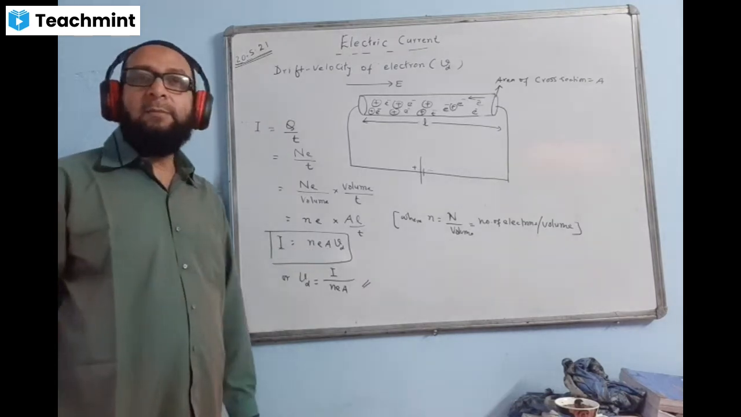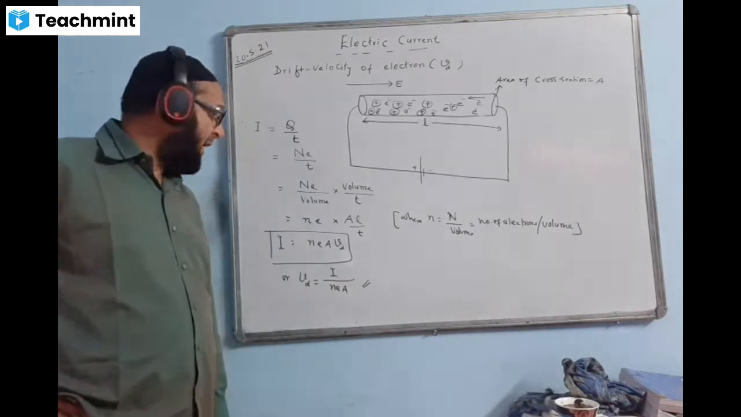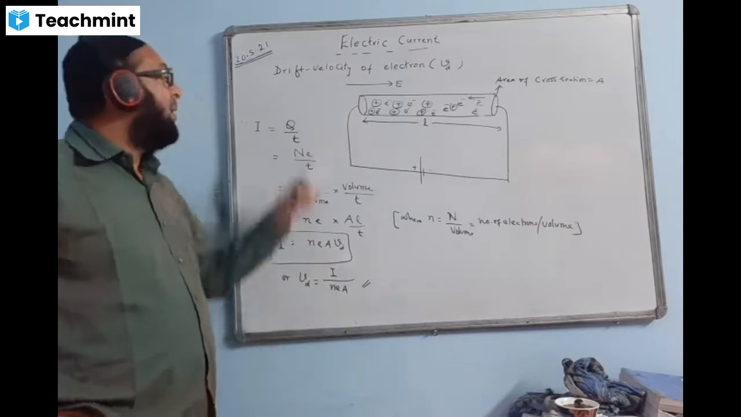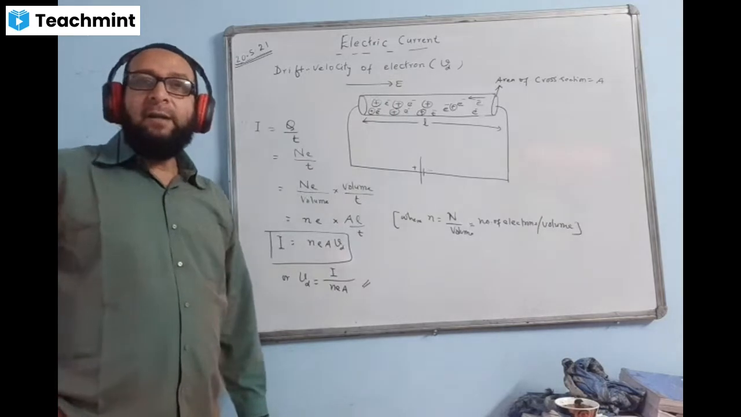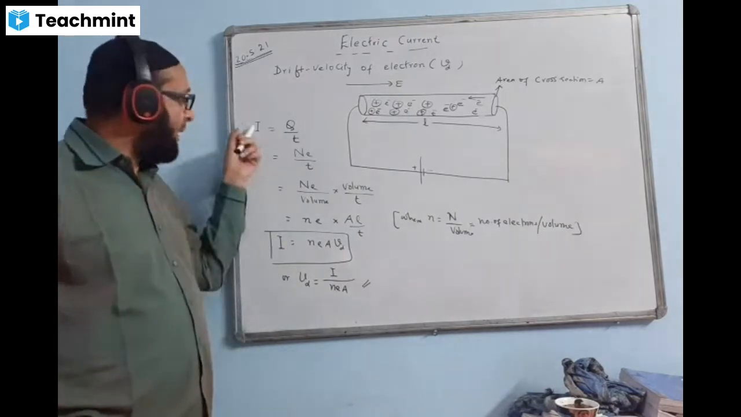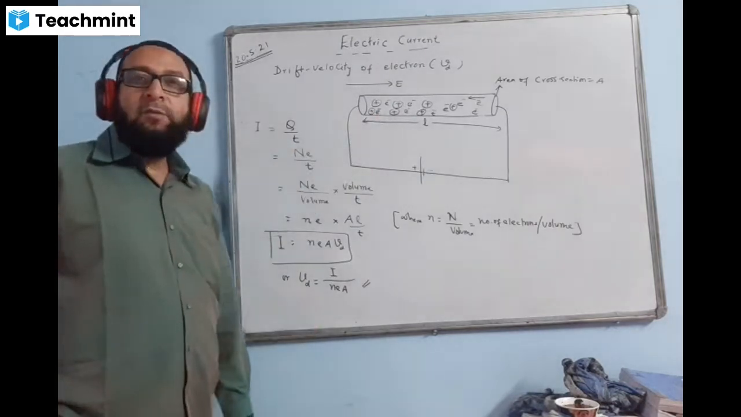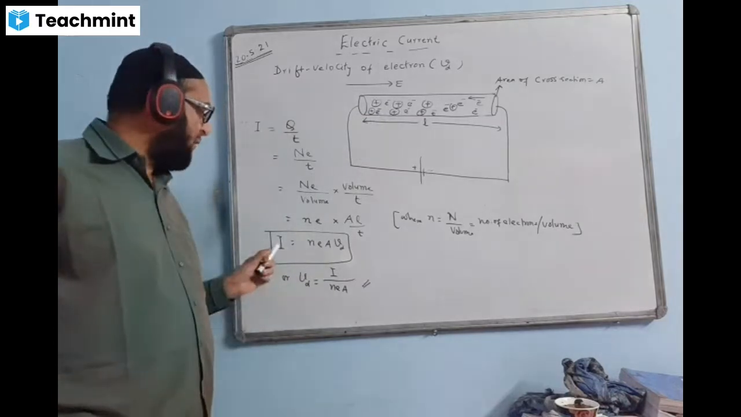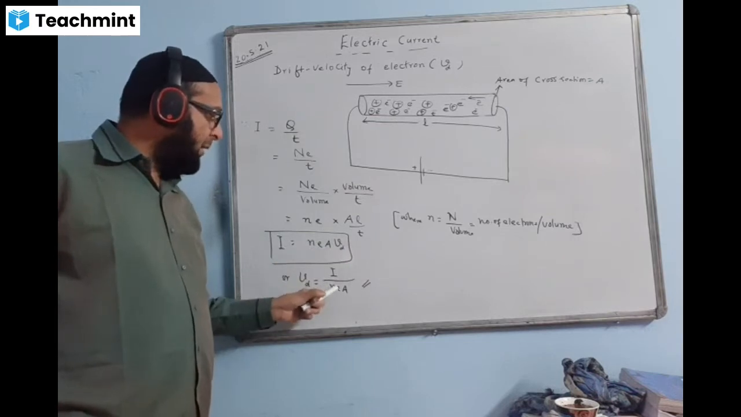So a question may come as: derive the equation I equal to NEA Vd, or Vd is equal to I by NEA, or what do you mean by drift velocity of electron, and find the relationship of drift velocity with the current. Then we'll be doing from here. You will start, draw this diagram, and you complete till here. So what is the formula of current in terms of drift velocity, or drift velocity in terms of current? This is the formula: I equal to NEA Vd, or Vd is equal to I upon NEA.